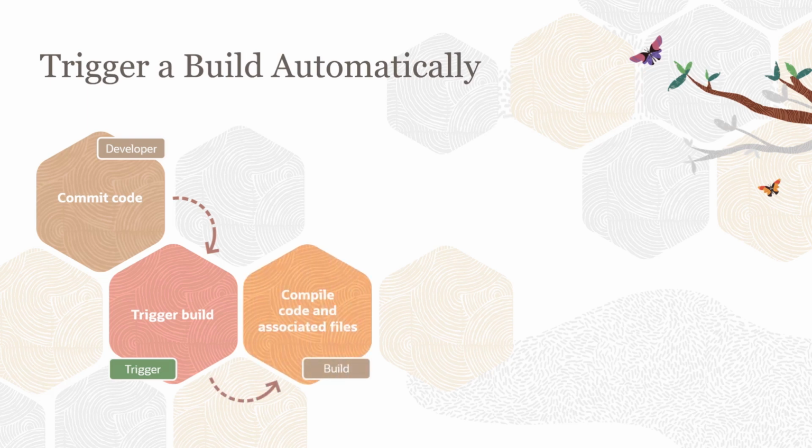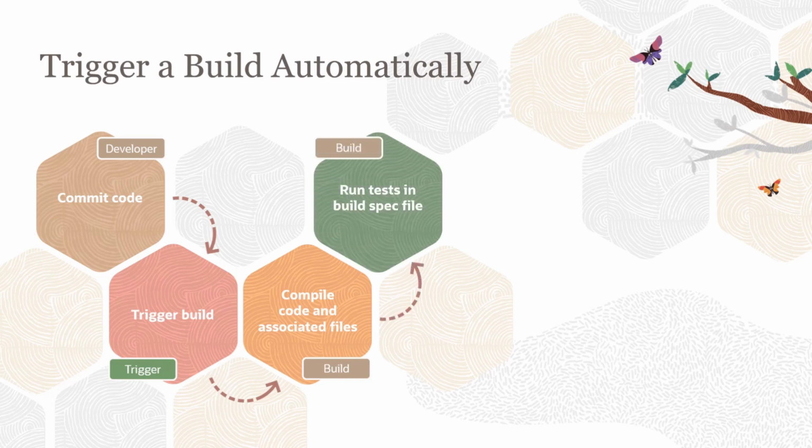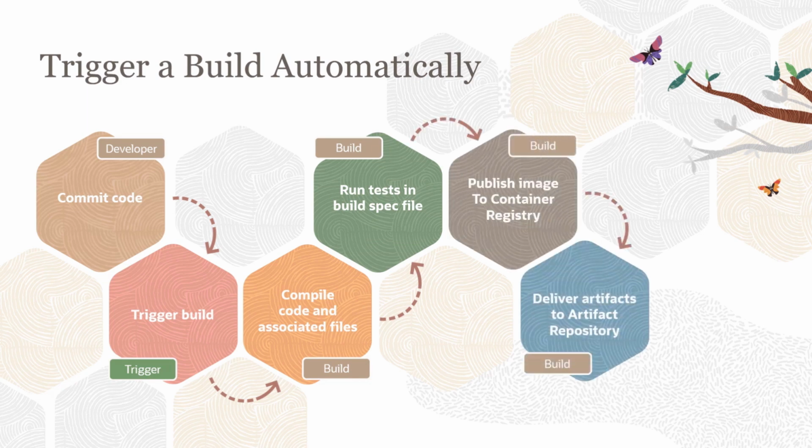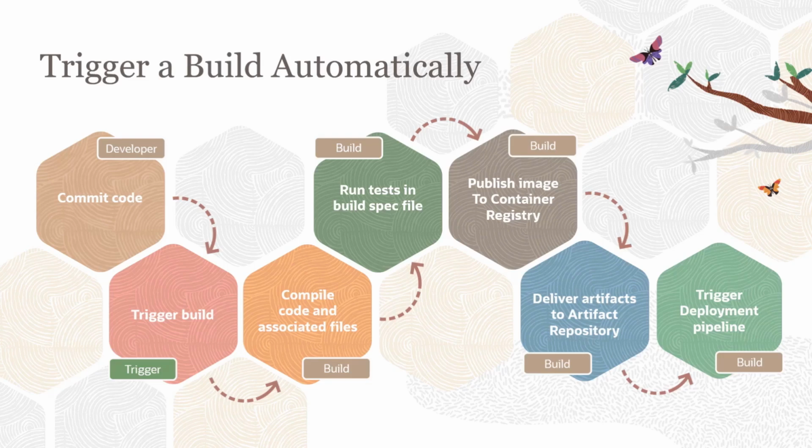The build then gathers and compiles code and associated files from the OCI code repository or mirrored GitHub repos. It runs the requested unit and validation tests. Then it publishes the resulting container image, logs, and other software artifacts to the OCI container registry and artifact repository respectively. As we studied earlier, the build pipeline can also optionally trigger a deployment pipeline, which takes care of pulling the artifacts and deploying them on the target environments. You can also edit triggers to update their details or delete them.